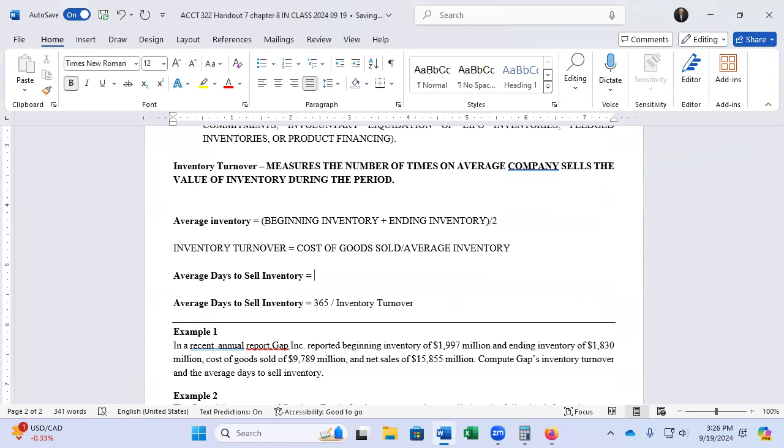Average days to sell inventory. So this is the number of days on average a company sells its inventory.